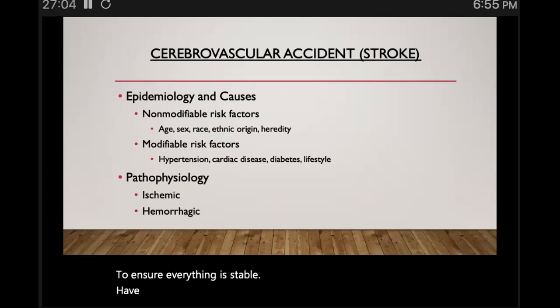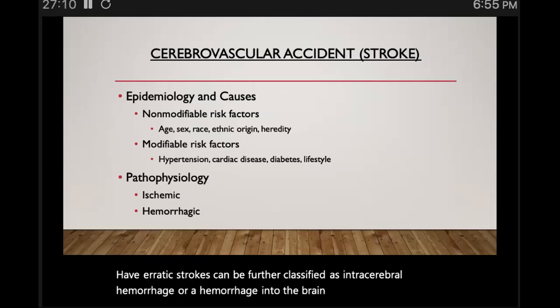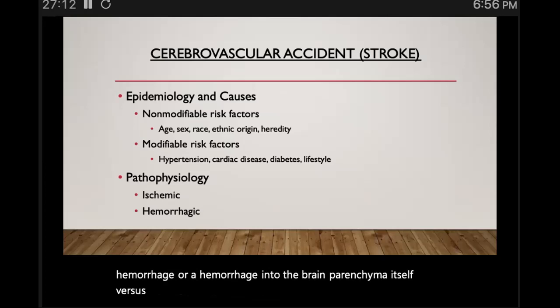Hemorrhagic strokes can be further classified as intracerebral hemorrhage, or a hemorrhage into the brain parenchyma itself, versus subarachnoid hemorrhage, which is bleeding into the cerebral spinal fluid in the subarachnoid space surrounding the brain. Or we have epidural and subdural.